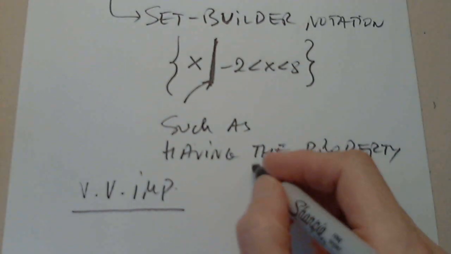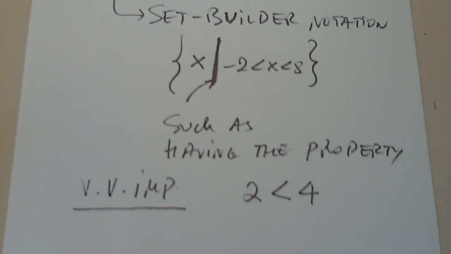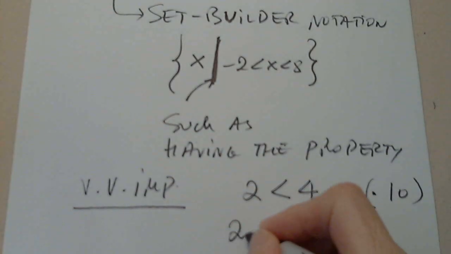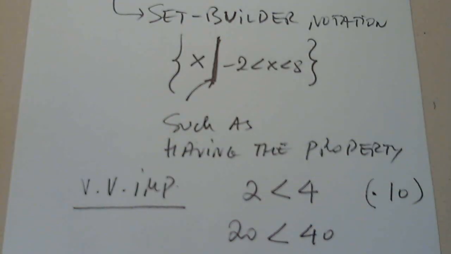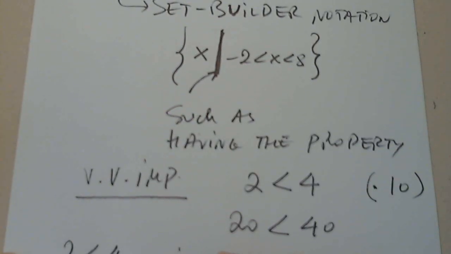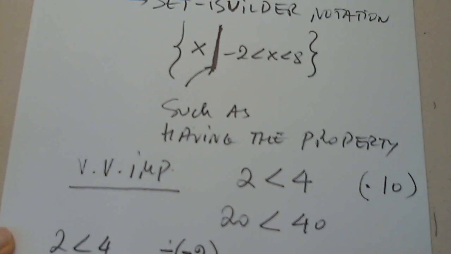Here's the question for you. Is 2 less than 4? Is it true? Good. Let's multiply both sides by 10. Is 20 still less than 40? But what if, with the same inequality, 2 less than 4, I divide both sides by -2. This time I get -1 on one side and -2 on the other. Can I still keep the same inequality symbol?